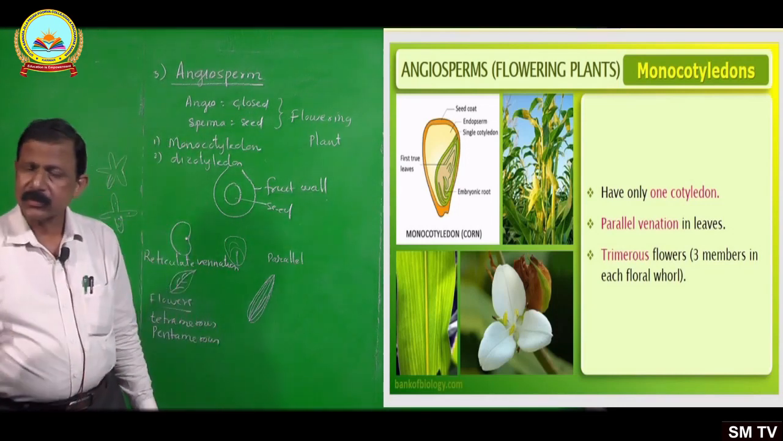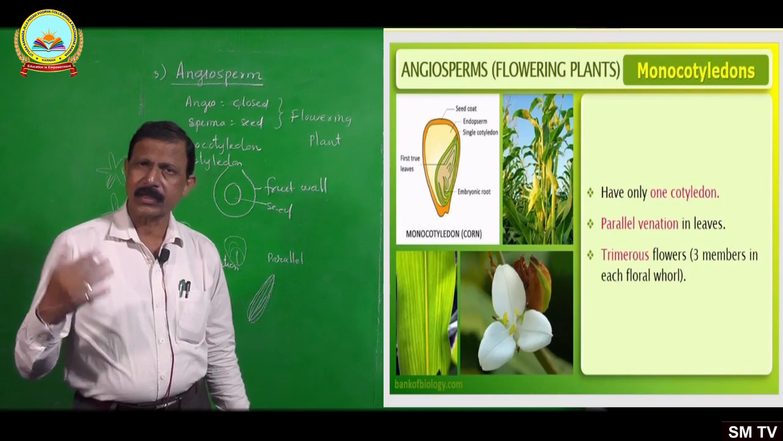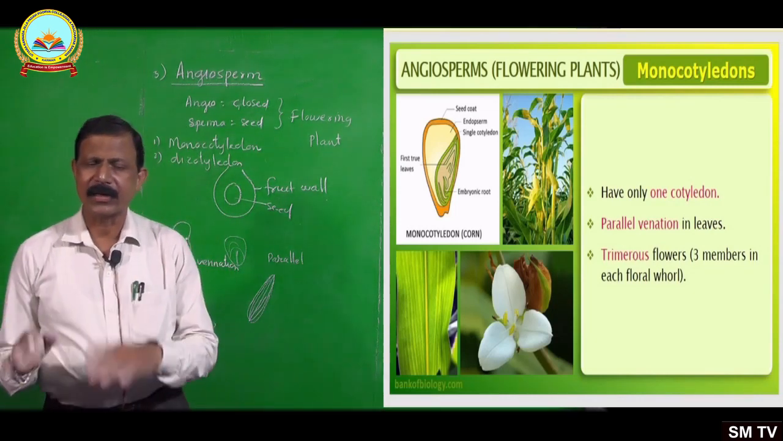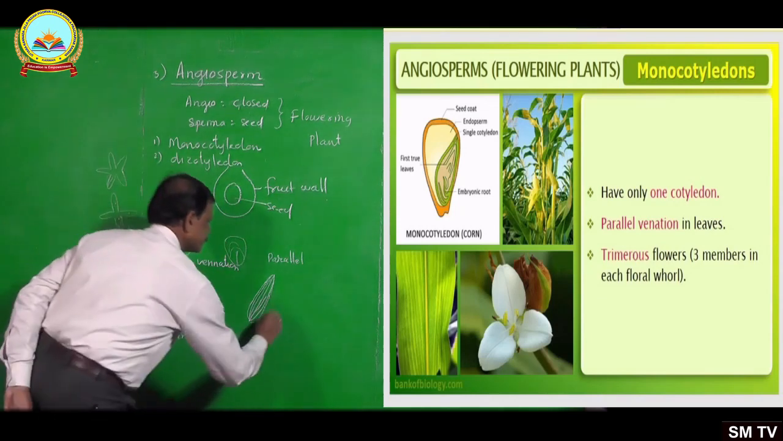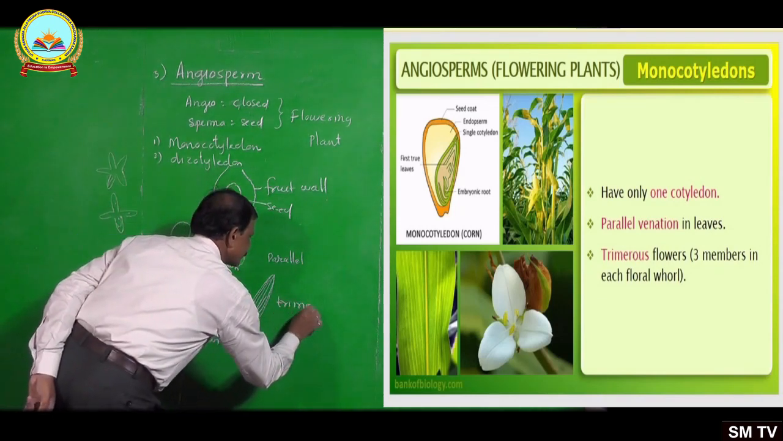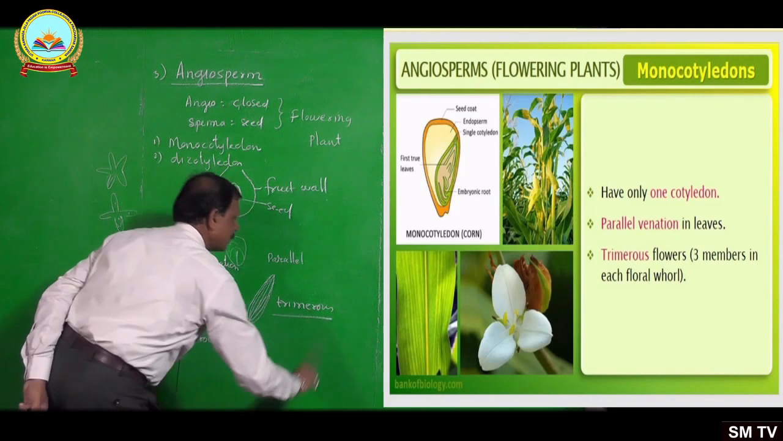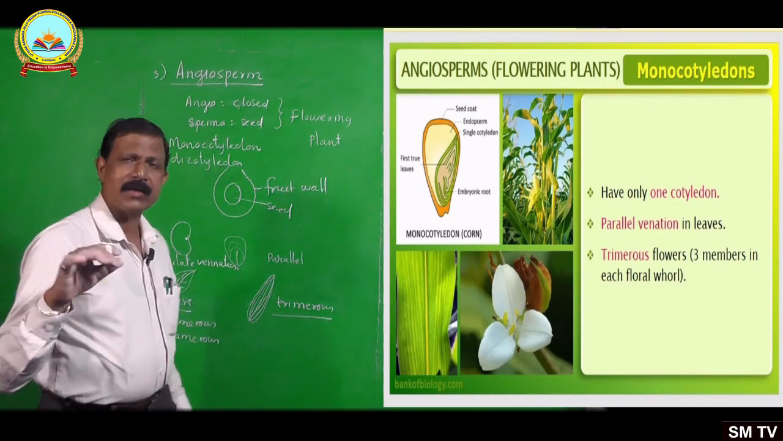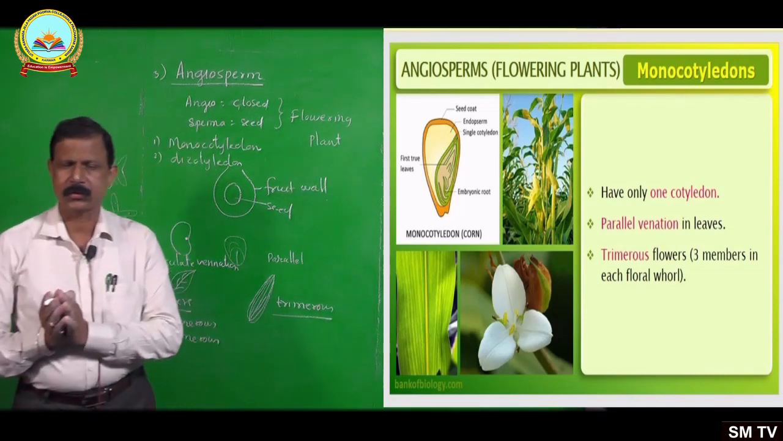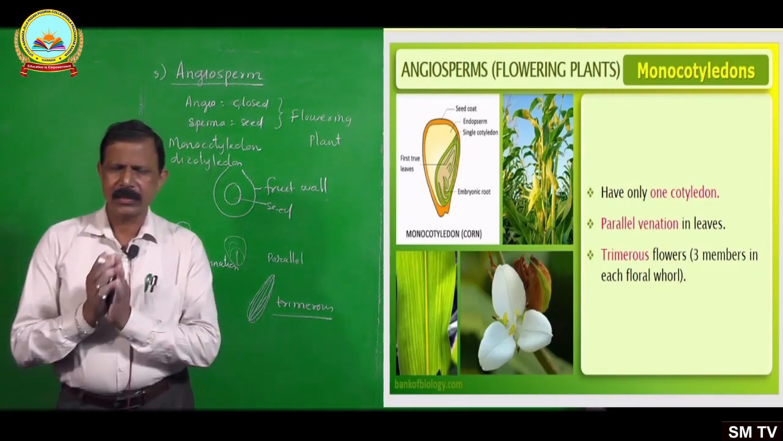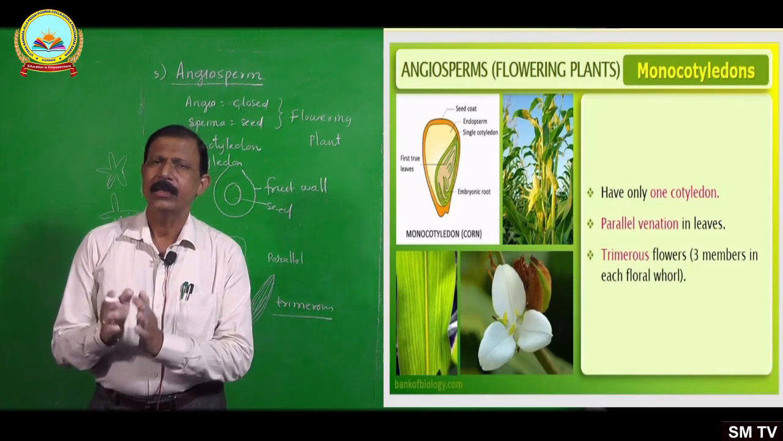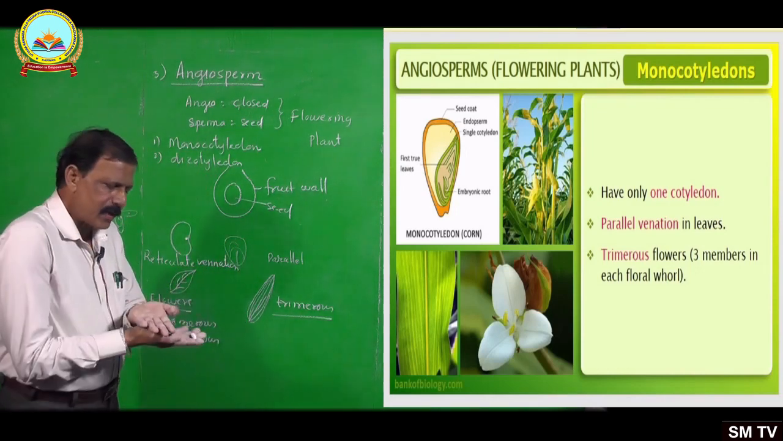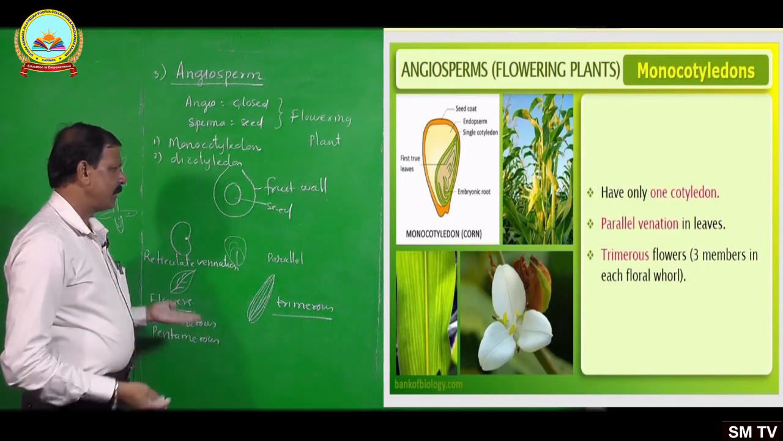If it is a monocot, generally the flower parts are trimerous, that is, in threes. The three petals and sepals are arranged in two whorls, with three members in each floral whorl. That is trimerous: three here, three below, three above, and so on.